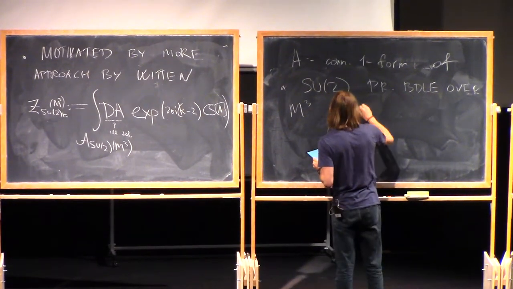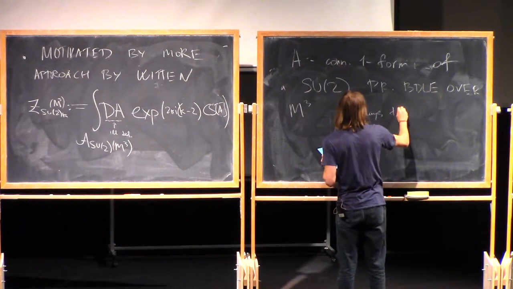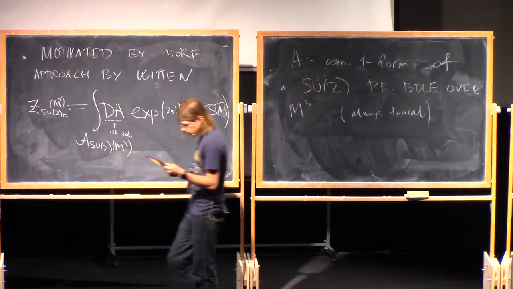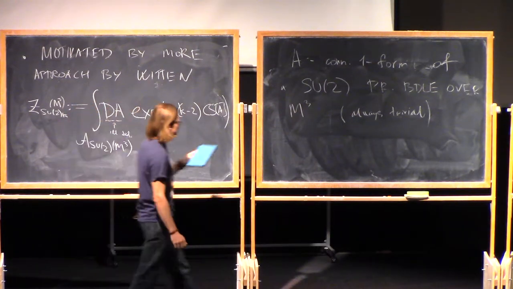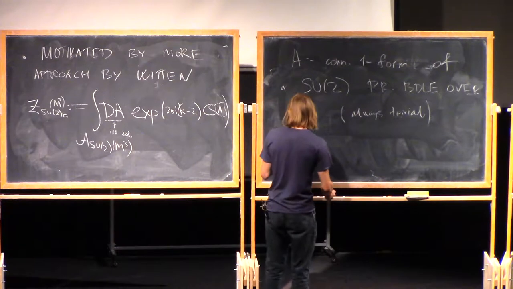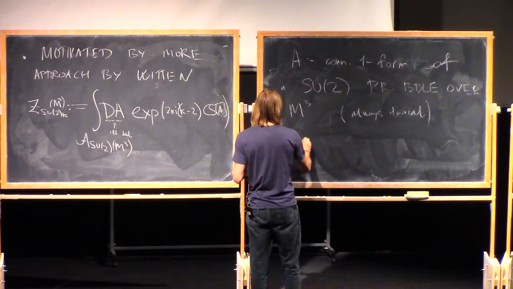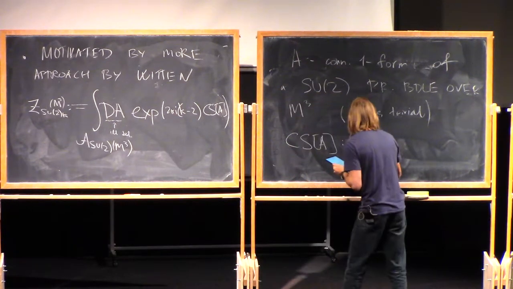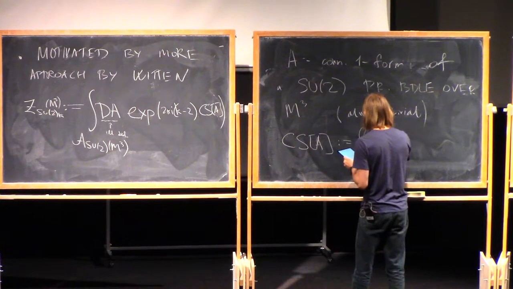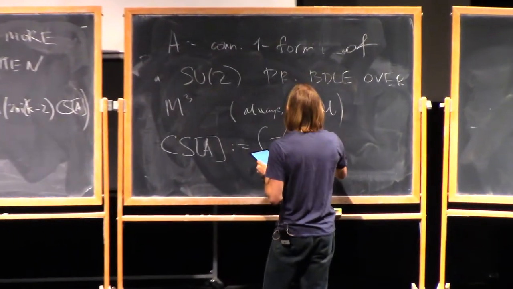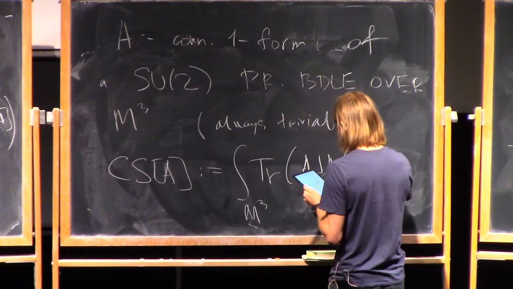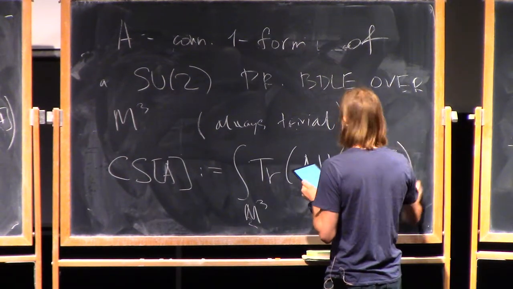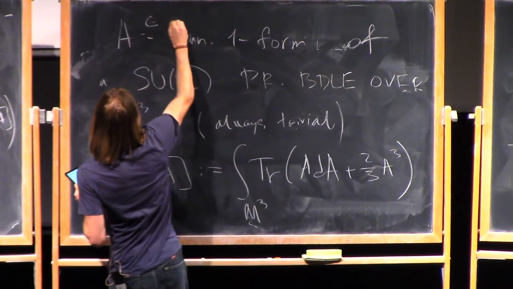So it's always trivial. That's why we can globally choose a connection one-form to describe a connection on this principal bundle. Then the Chern-Simons functional is defined as the integral over M3 of the trace of A dA plus 2/3 A cubed. So the connection one-form, I understand.